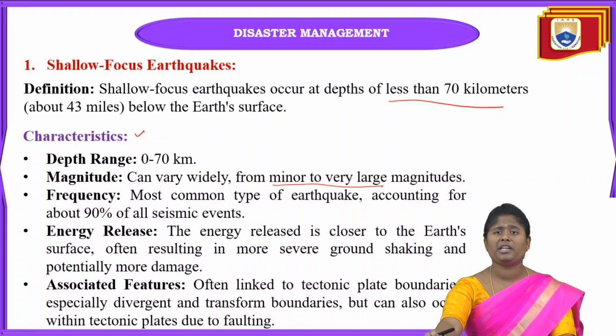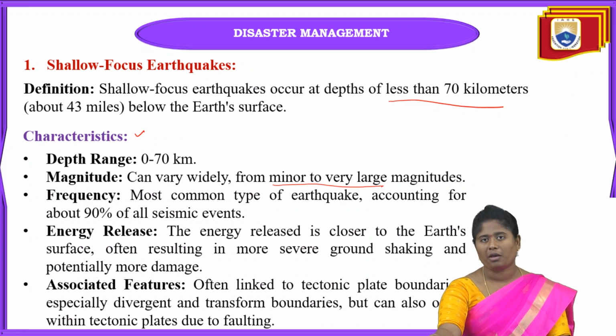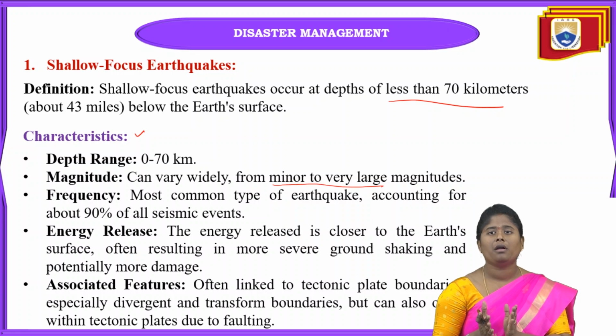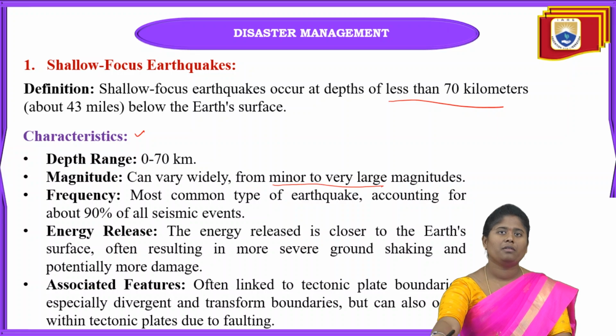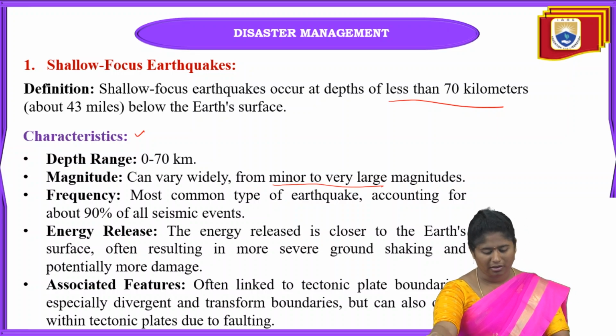And what are the associated features? When this type of earthquake occurs, it is automatically linked to the tectonic plate boundaries. Why? Especially because of the convergent, divergent and transform boundaries, it can occur due to tectonic plate faulting. When pressure occurs on the fault, there will be fracturing or rubbing action between the tectonic plates that leads to this shallow focus earthquake.